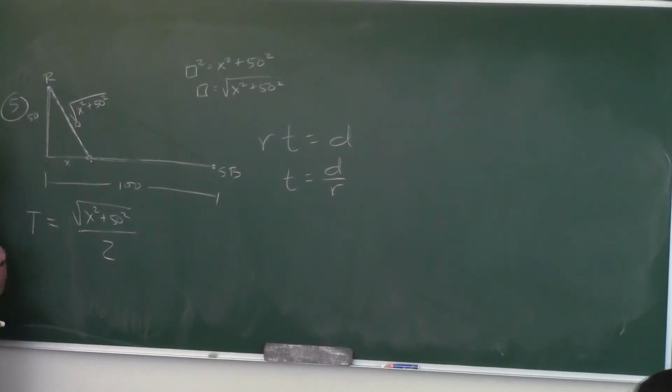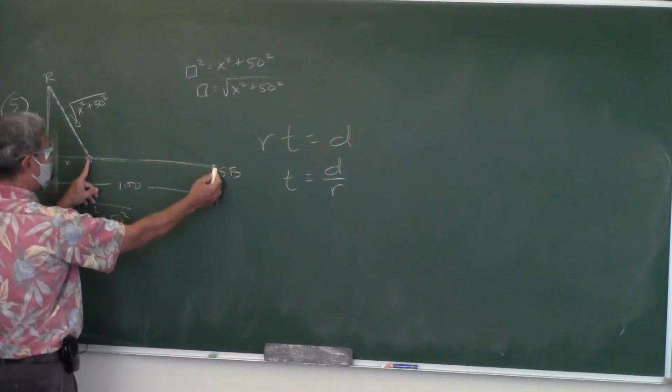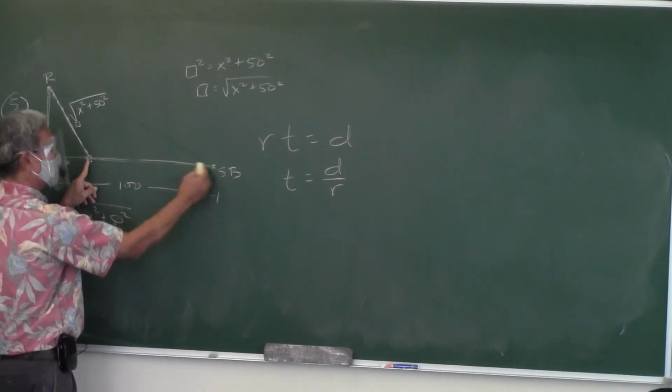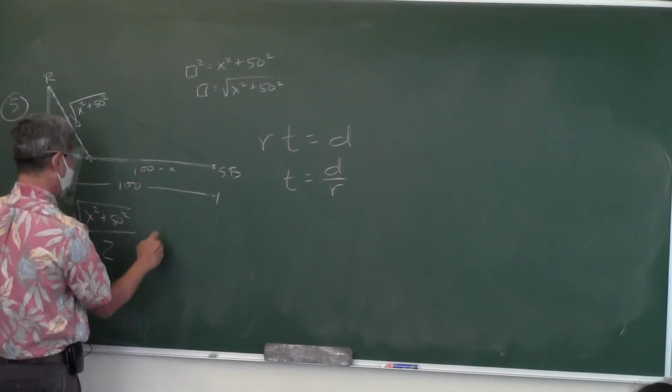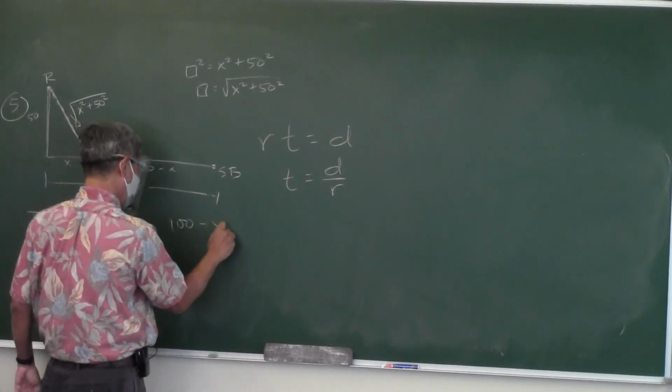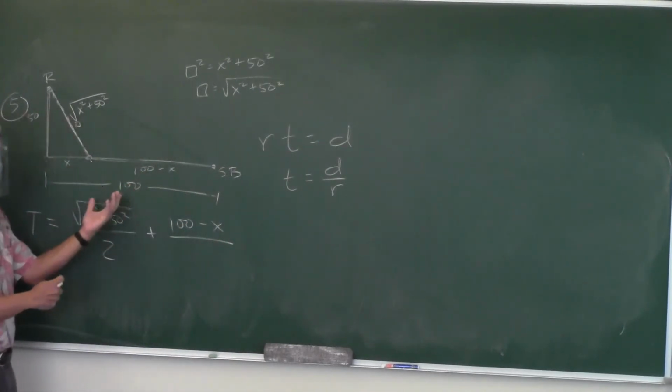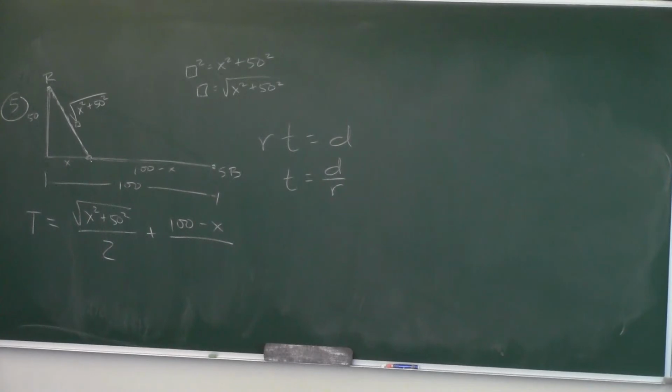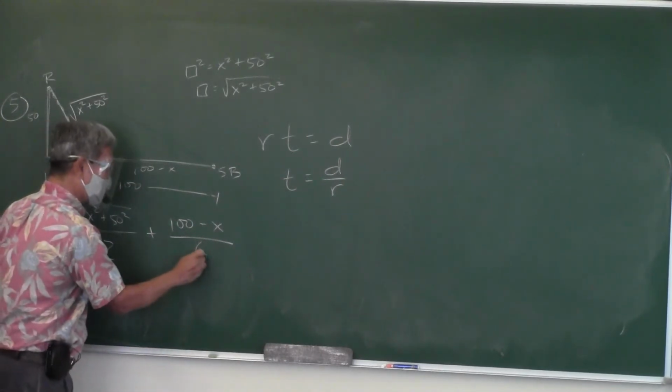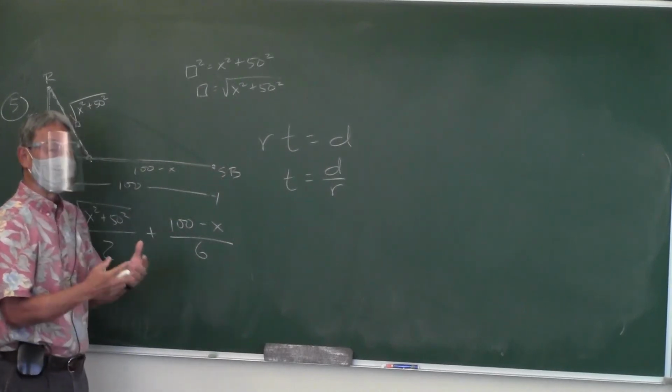Now we have to figure out the time that the lifeguard spends running. Well, what is the distance that the lifeguard runs? 100 minus x. Everybody agree? That's why you got to draw a picture. And then what is the rate? 6 meters per second. So distance divided by rate is time.